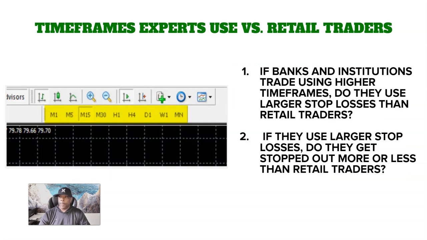You'll see. Watch this. If banks and institutions trade using higher time frames, do they use larger stop losses than the retail traders do? And the answer is yes. Number 2, if they use larger stop losses, do they get stopped out more or less than the retail traders? The answer is they get stopped out far less than the retail traders. Far less. Remember, banks and institutions, they do what? The opposite of what the retail traders do.